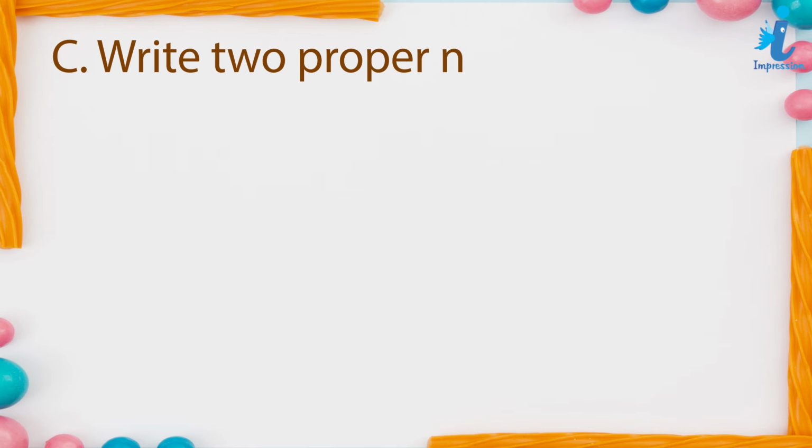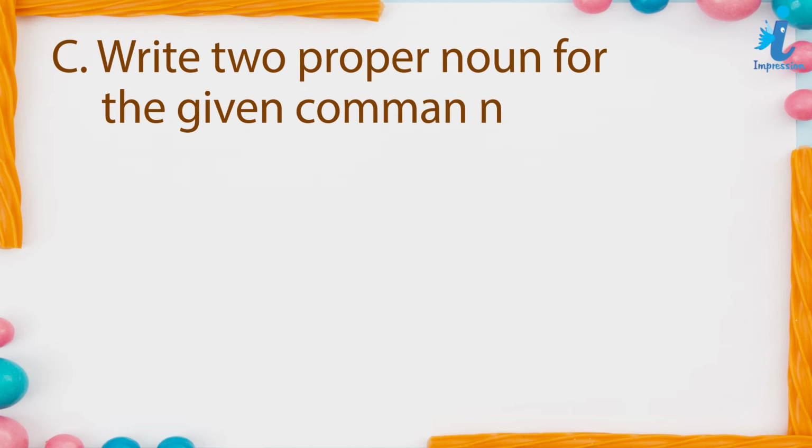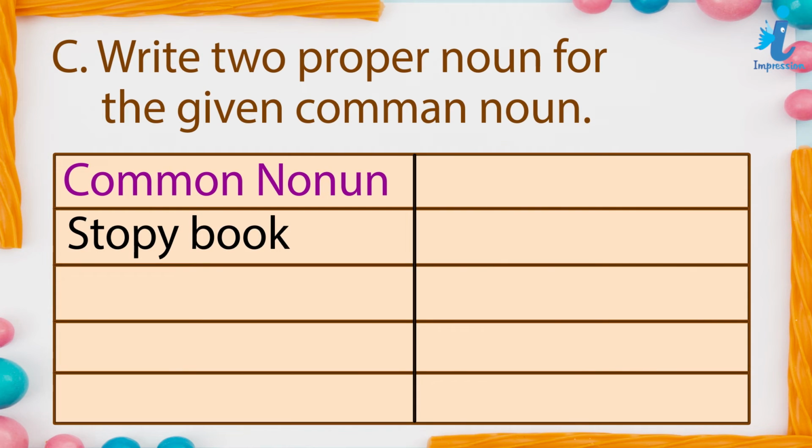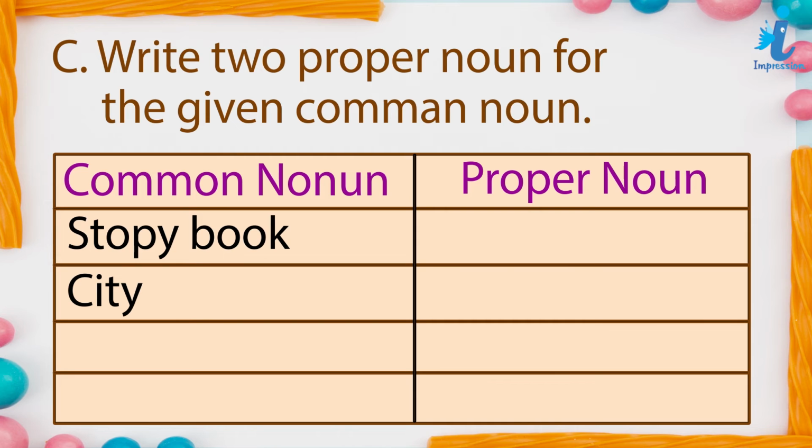Write 2 proper nouns for the given common noun. Common noun, storybook. Proper noun, grammar book. Common noun, city. Proper noun, New Delhi. Common noun, river. Proper noun, Ganga. Common noun, planets. Proper noun, Jupiter.